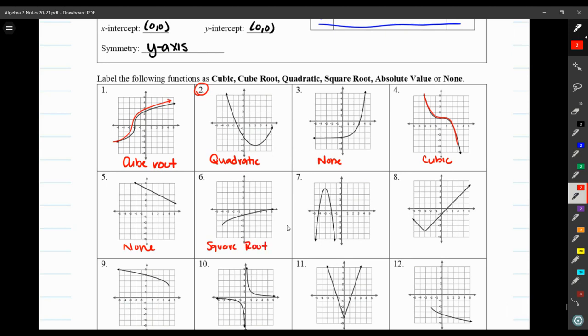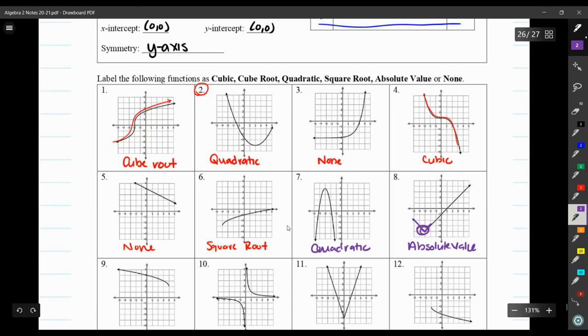So these are all together. This is a square root function just like the parent. Now, number 7 is that U shape. Yes, it's upside down, but it's still a U. This is quadratic. Now, number 8 is a V shape because it points at the bottom. It doesn't curve at the bottom, so this is an absolute value.